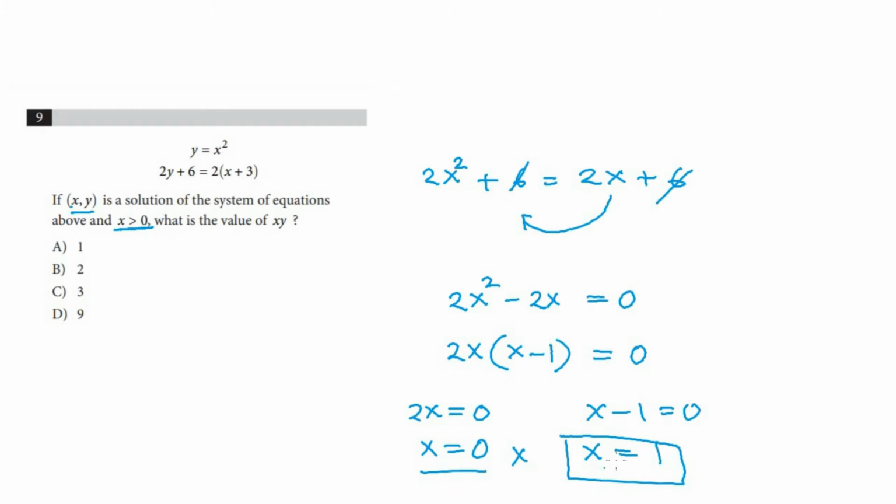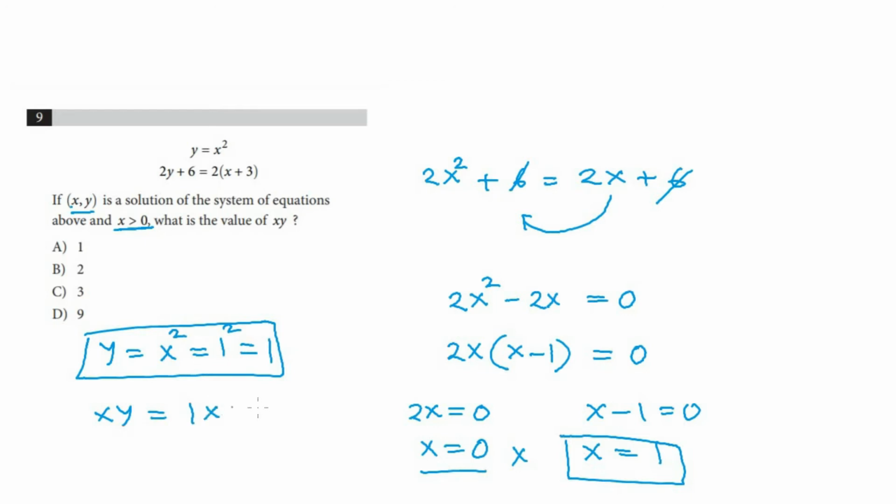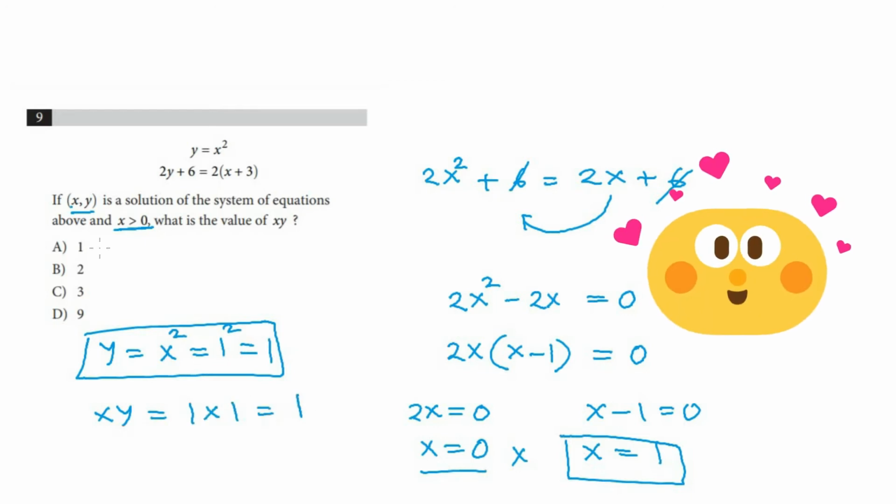Now for x equals 1, we have to find what y is. We had y equals x square. So if we plug 1 here, we get 1 square equals 1. So we have x equals 1 and y equals 1. That means xy equals 1 times 1, that is equal to 1. So option A is right.